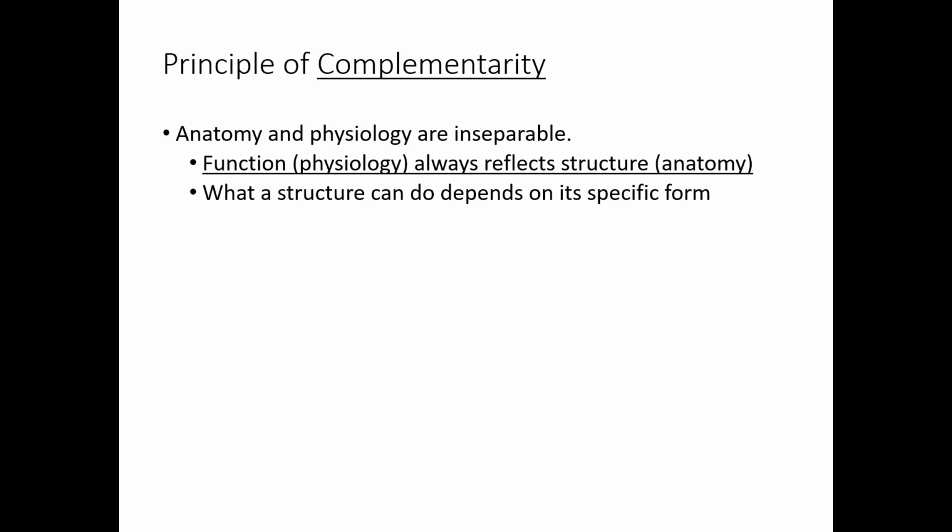And the structure determines function. What a structure can do depends on its specific form. Let's say, can you expect your bone to contract and produce movement, to shorten and produce movement? No. The bone has a different purpose, to keep your body straight. And what are you using to contract and produce movement? That would be a muscle. So the different structure of a bone and muscle results in different function.